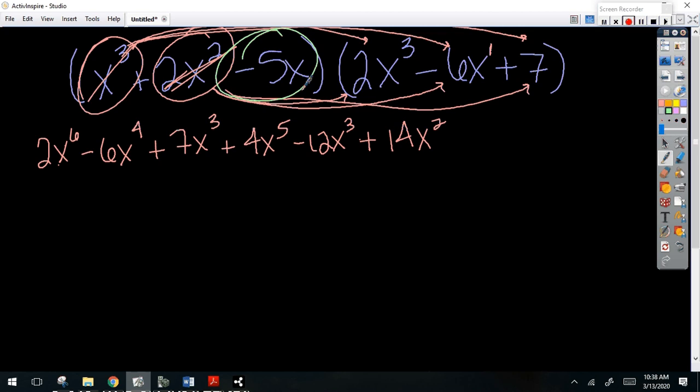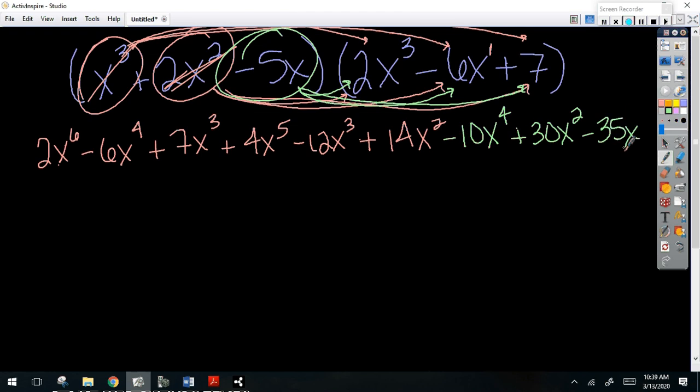I'm going to do this one a different color. Negative 5x times 2x cubed is negative 10x to the 4th. Dylan, you're being not so nice. Negative 5x times negative 6x is positive 30x to the 2nd. Thank you. And then negative 5x times 7 is negative 35x. Like terms. Well, there's a bunch of them.